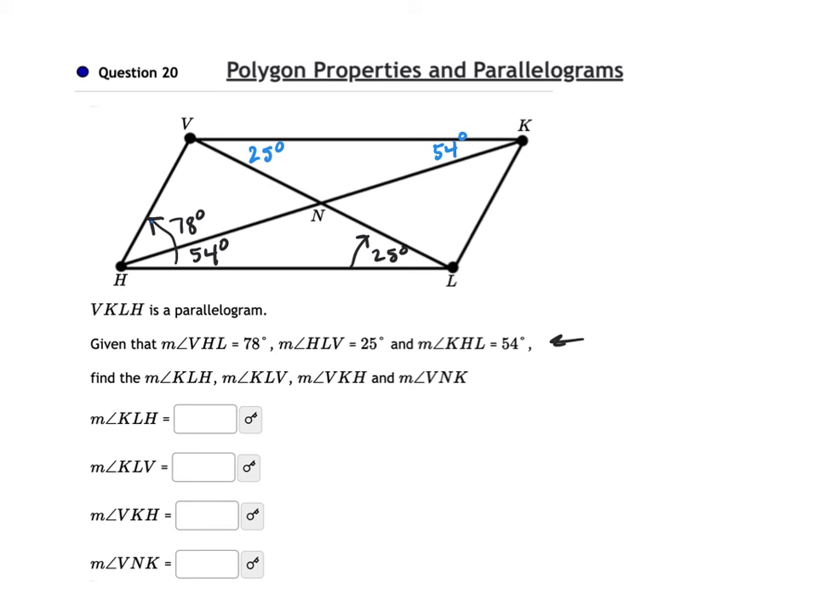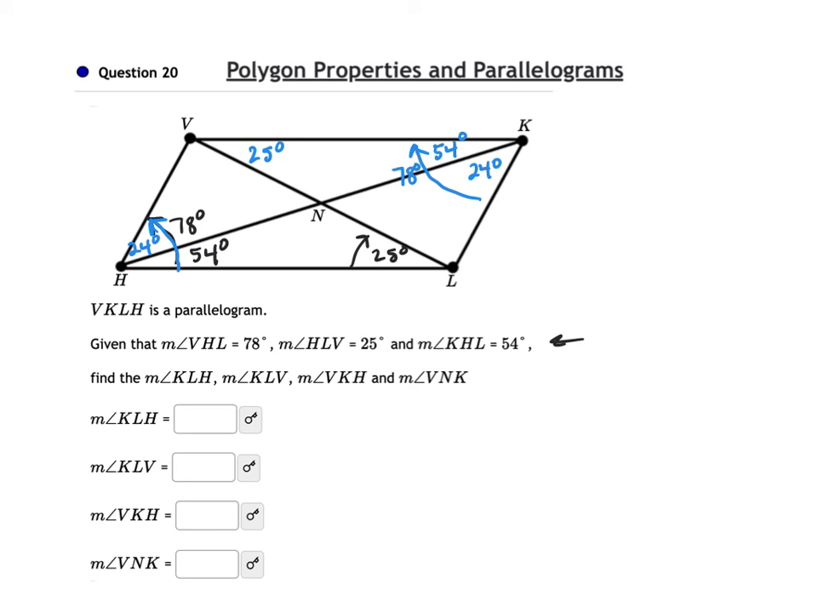I know this entire angle was 78, which means this entire angle is also 78 degrees. And 78 minus 54 is 24, so this one's 24 degrees. This is 24 degrees. It's an alternate interior angle.